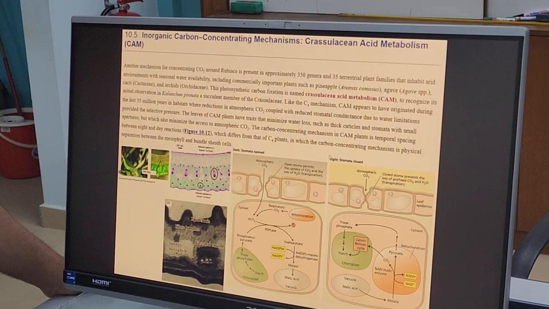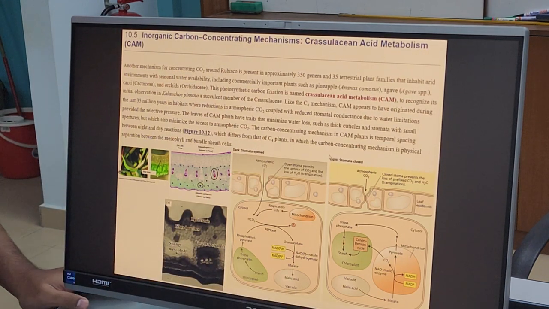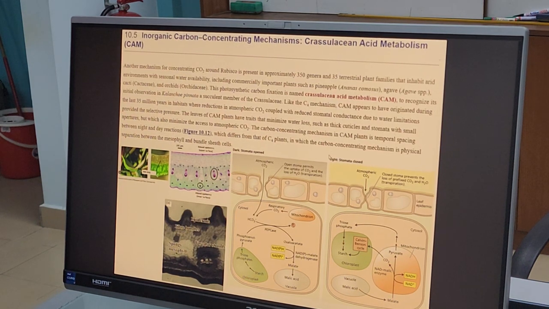So you know now C1, C2, C3, C4. What's the other C? So the other C is CAM, Crassulacean Acid Metabolism. Note that Crassulacean is actually the name of a family, Crassulaceae. Not Crustacea. Did you know that? Some people say that out loud in the interview, UPM.